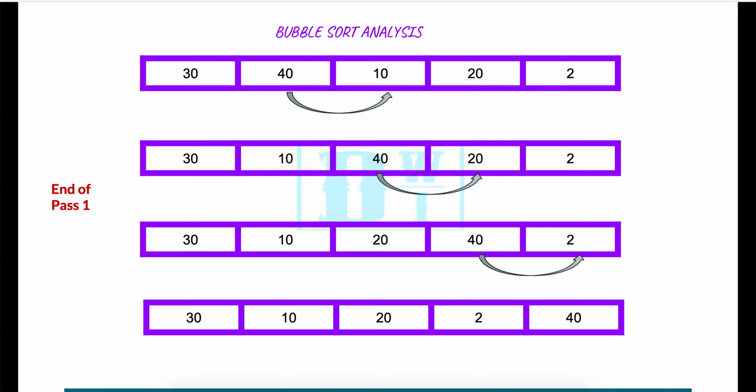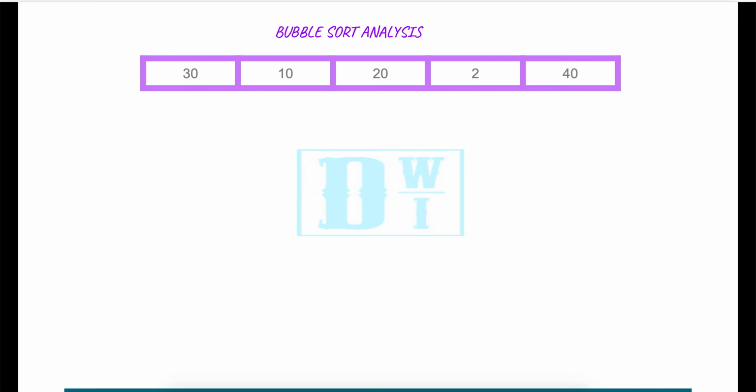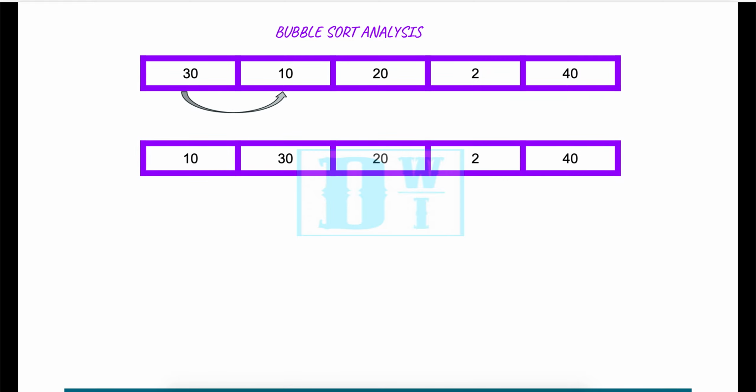As you can see here, 40, which is the highest element, is pushed to the rightmost part of the array at the end of pass 1. So still we have elements 30, 10, 20 and 2 which are to be sorted in ascending order. So in the next pass, 30 is compared to 10. Elements get swapped: 10, 30, 20, 2 and 40.